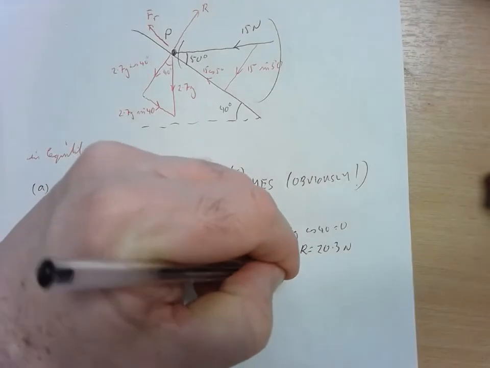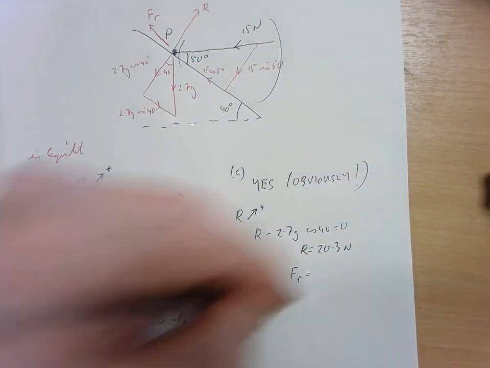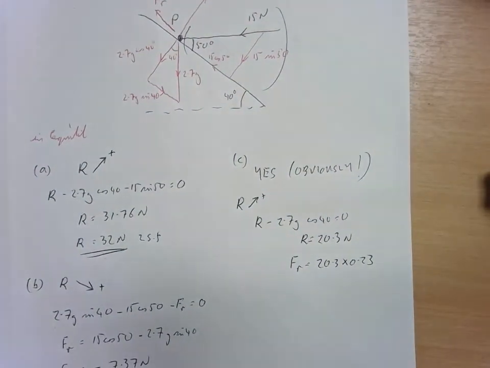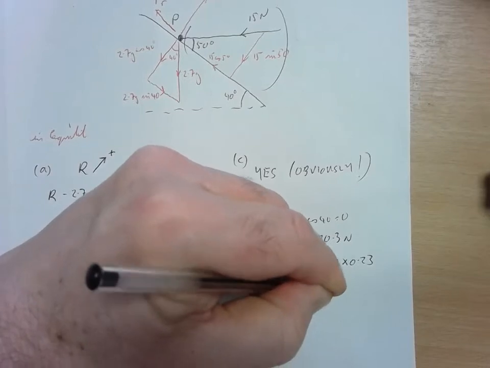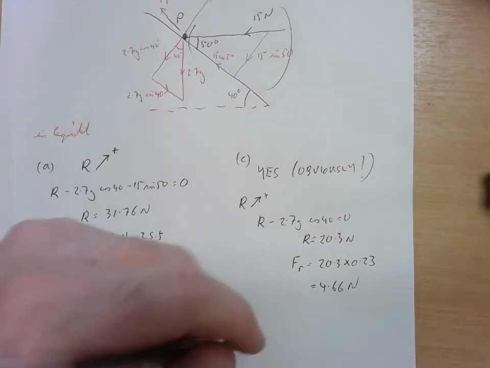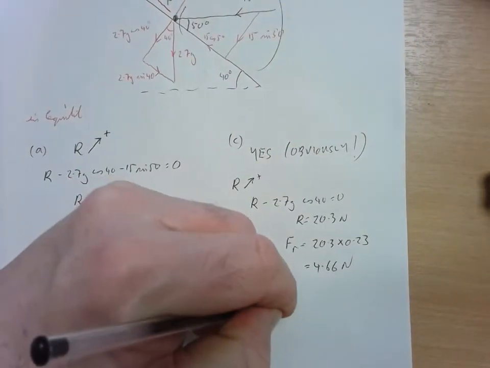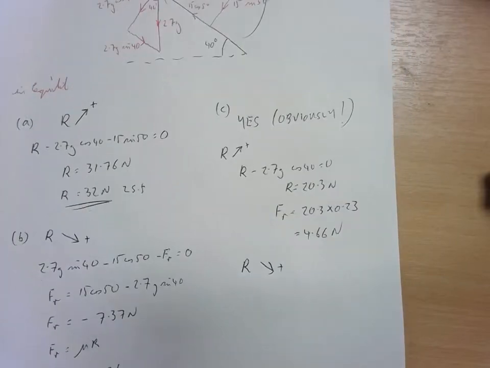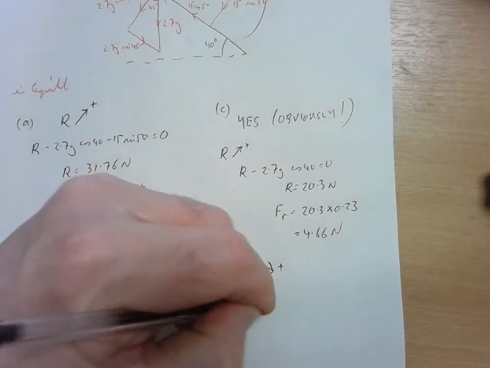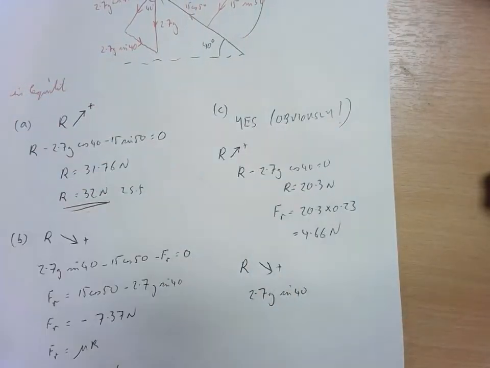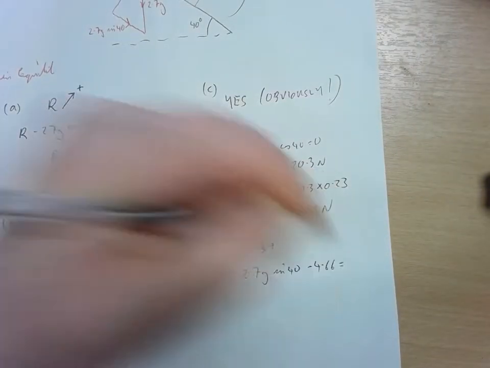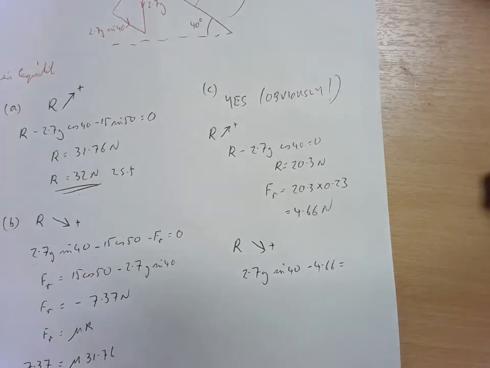In which case friction equals mu R. Mu has not changed, so 20.3 times 0.23 is 4.66 newtons. Okay, so now if I resolve parallel to the plane as positive, what have I got? I've got 2.7 G sine 40 minus 4.66 equals 2.7 A.